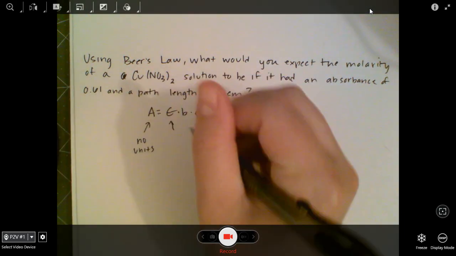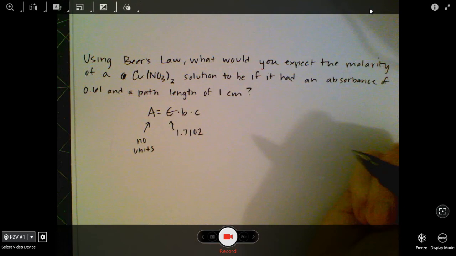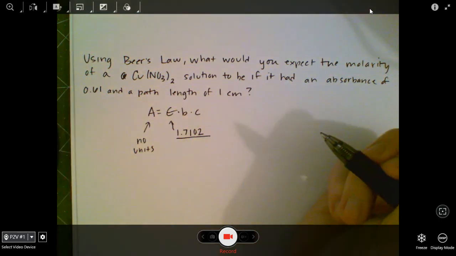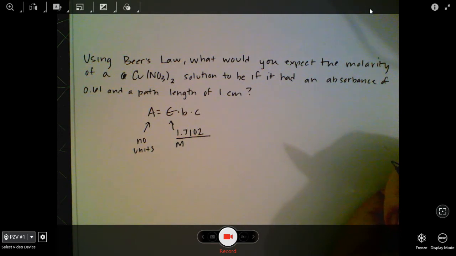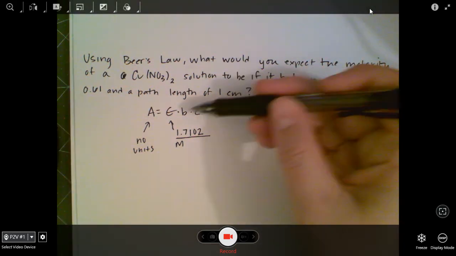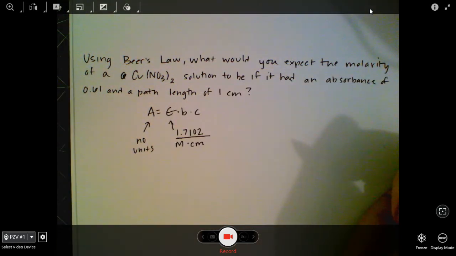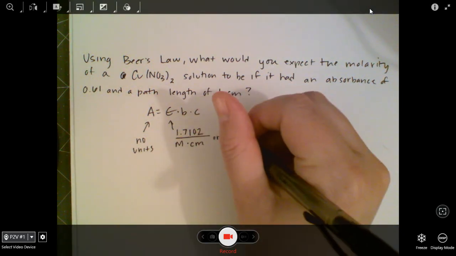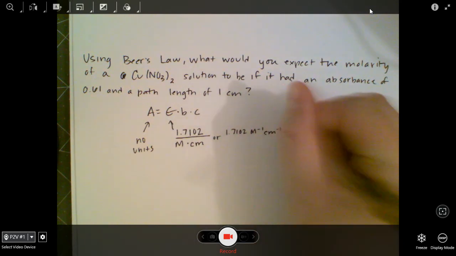If you look back at our slope here, the slope was 1.7102 for its value. And the units on that for the actual slope originally were, I'll write like over molar here, or you could write molar to the -1. But when we take into consideration the path length, we add a unit on the bottom as well. So we divide this by our path length. Since our path length is 1 centimeter, it's just going to be the same number. If you wanted to write this as 1.7102 molar to the -1 centimeter to the -1, that would be fine too.